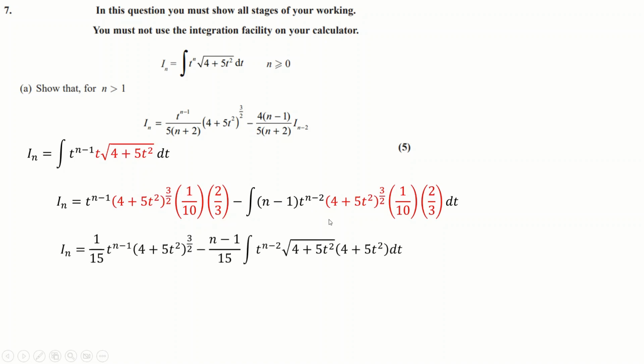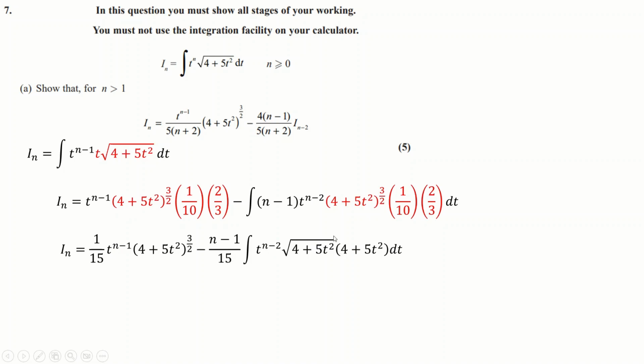That becomes this. Now I've split this back out into (4 + 5t²) to the power of a half, which is just the square root, times this to the power of 1, which makes 3 over 2. A half plus 1 is 3 over 2. And the reason I've done that is because also that n minus 1 is just a number. It looks weird, but it's just a number. It doesn't matter to the integral. So that just goes out to the front, and the 15 comes from here.